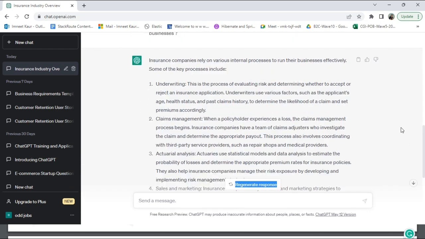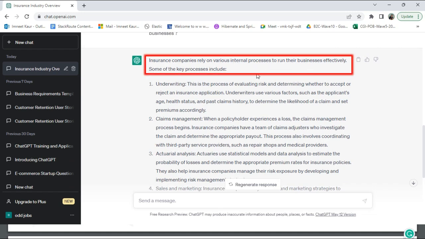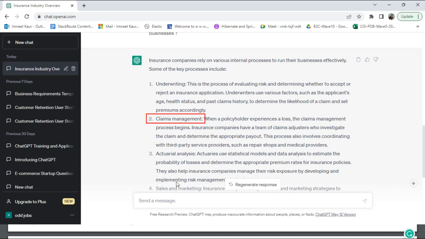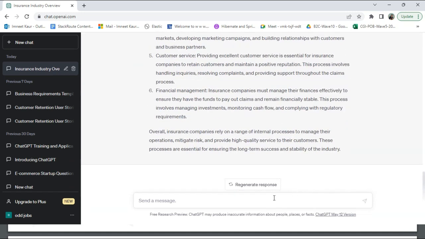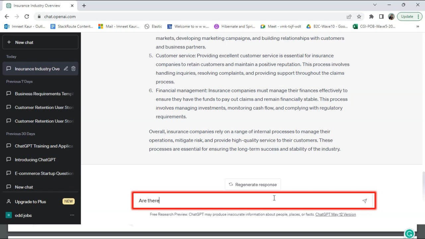So again, if you look at the response, it has given us some of the internal processes to run the business effectively, such as underwriting, claims management, and so on. Now let's say we are not satisfied with this outcome and we need more answers. So let's ask another question. Are there any other major activities that are part of an insurance company's business model? So now just hit enter.